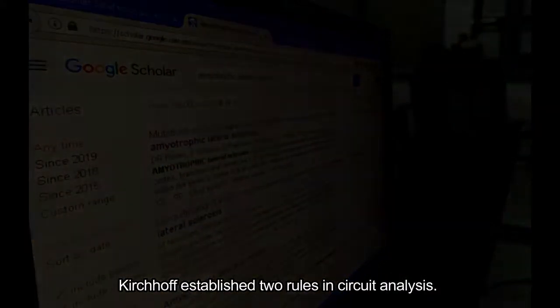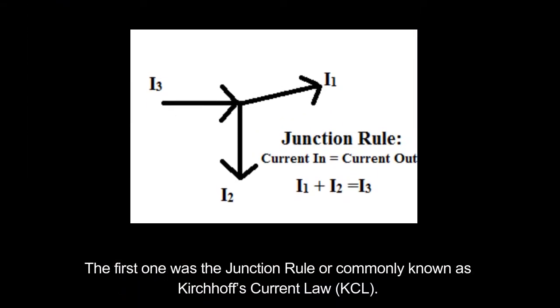Kirchhoff established two rules in circuit analysis. The first one was the junction rule, or commonly known as Kirchhoff's current law, or KCL.